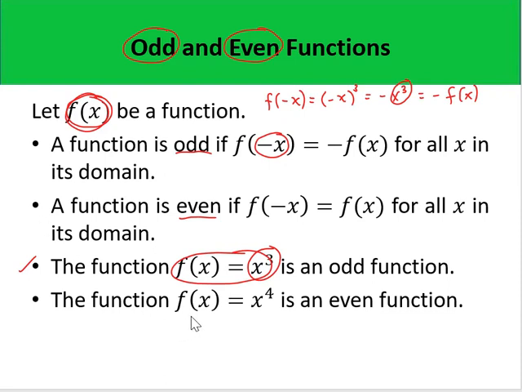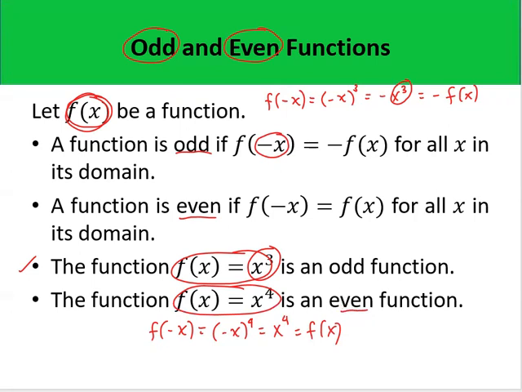An example of this would be the function x to the fourth, which is an even function, because if we evaluate f of negative x using this function, we have the quantity of negative x raised to 4, and this is negative x times negative x times negative x times negative x, which is positive x to the fourth. And x to the fourth is our original function, which is f of x. So therefore, f of negative x is equal to f of x. That's why f of x equals x to the fourth is an even function.